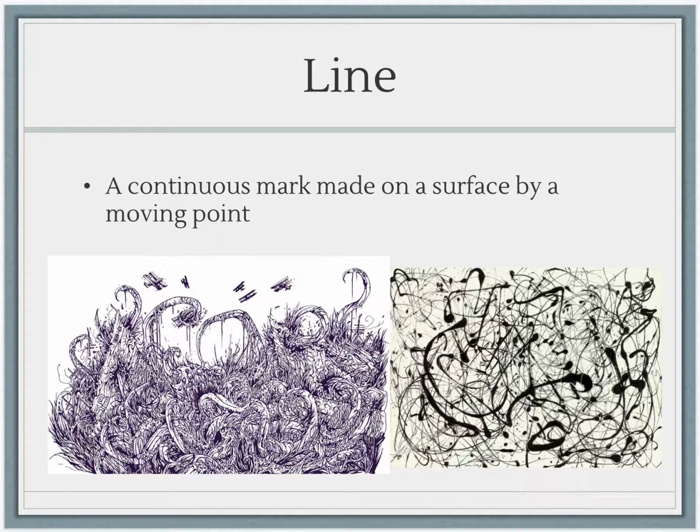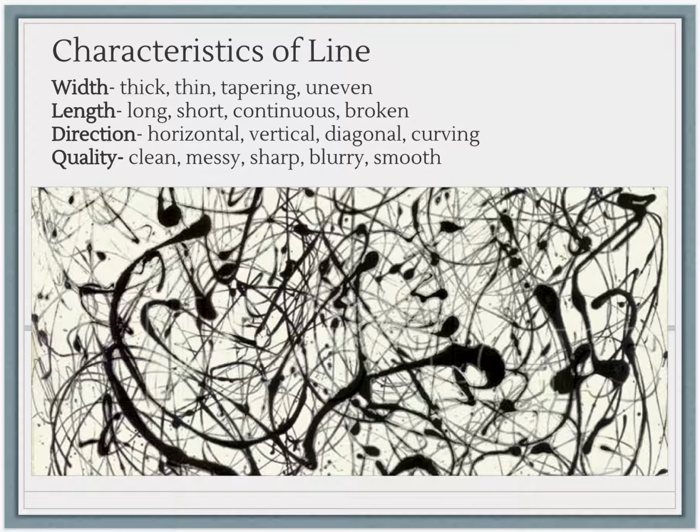If you've taken a math class, you have probably plotted lines, and then you know that when you plot two points, you can graph a line in between them. So our different characteristics of line that we have are the width, length, direction, and quality.